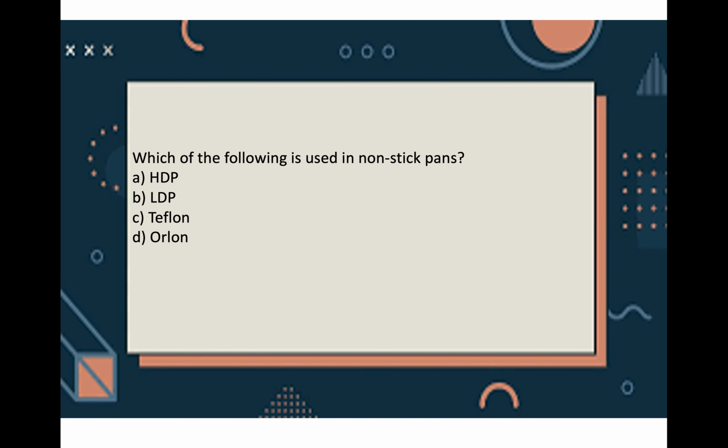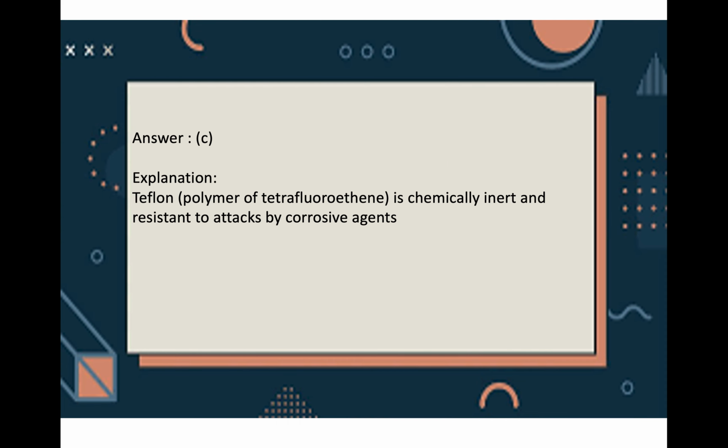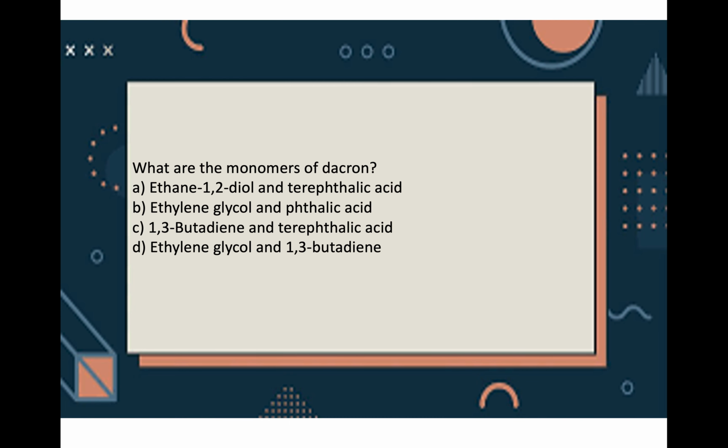Now which of the following is used in non-stick pans? You should know this really well, because I remember we had discussed it in our session. A. HDP, B. LDP, C. Teflon, and D. Orlon. All of you know that the answer is option C, Teflon coating. Teflon is a polymer of tetrafluoroethene, that is chemically inert, and it is resistant to attack by corrosive agents.